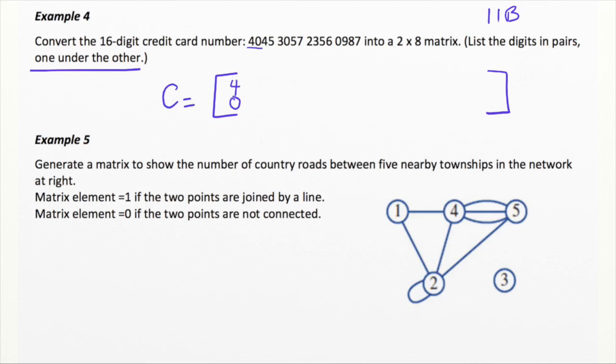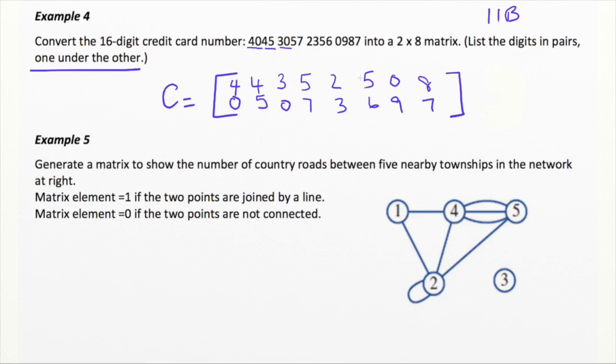So that's 4, 0. Then the next pair is 4, 5, 3, 0, 5, 7, 2, 3, 5, 6, 0, 9, 8, 7. And I hope you've gotten the hang of that. Now, I obviously made my matrix a little bit too big, so what you can do is grab your eraser and rub that bit out.